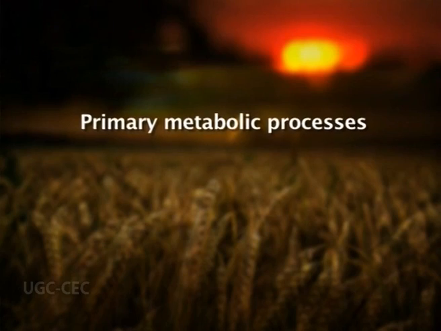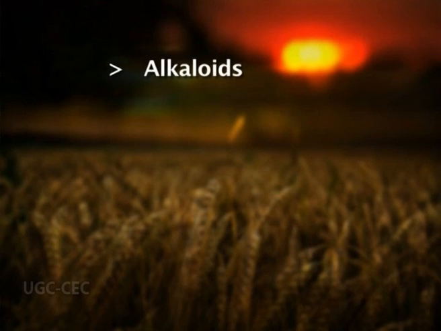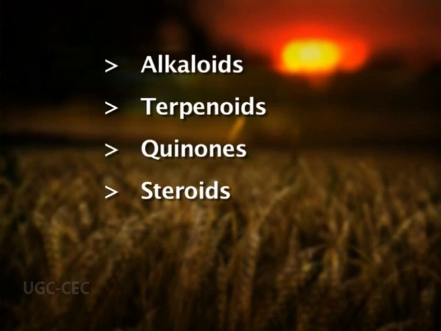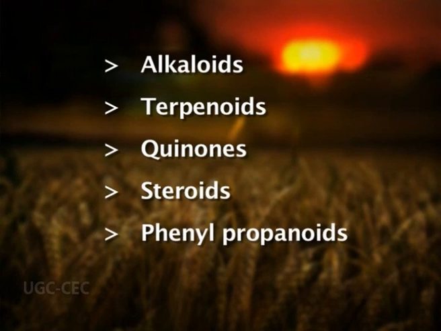The term secondary metabolite is applied to all those compounds which are not directly involved in primary metabolic processes. These include alkaloids, terpenoids, quinones, steroids, phenylpropanoids, etc. Plants produce these compounds naturally but in very low amounts. Cultured plant cells have been used to improve the biochemical yield considerably.